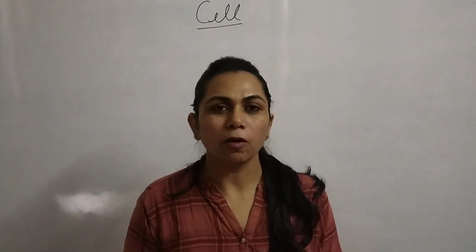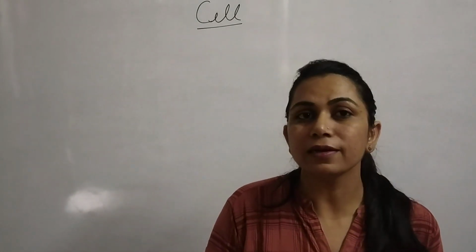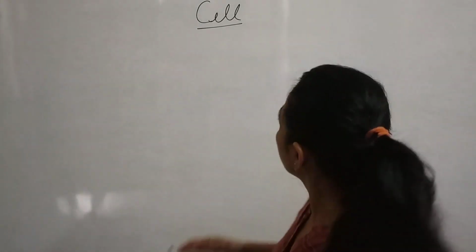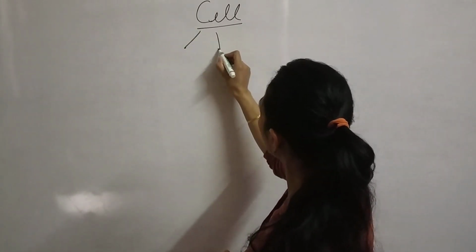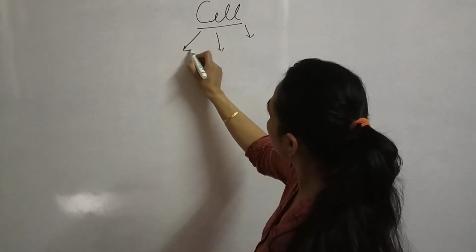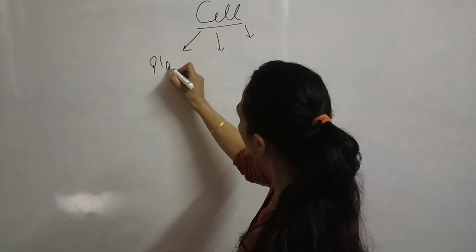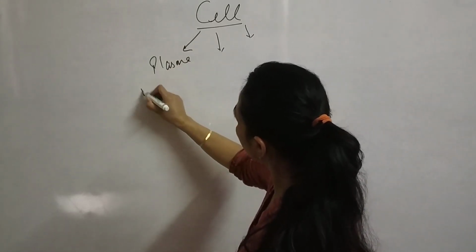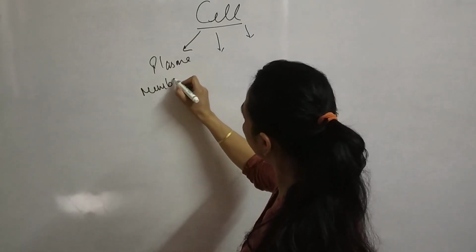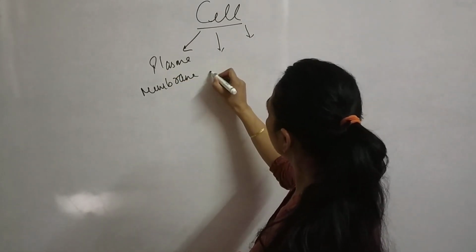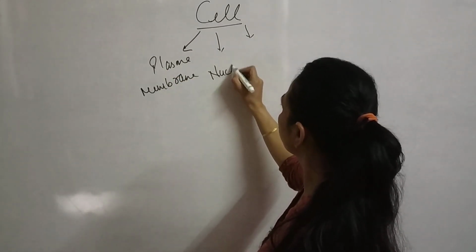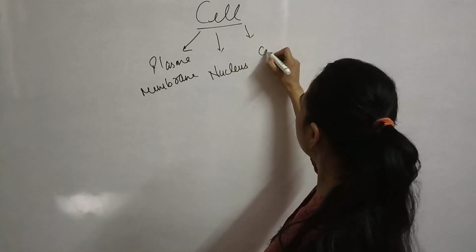Good morning friends. In today's topic we will discuss the cell, what are the different components of a cell, and what are the two basic types of cell. So a cell has three basic components: plasma membrane, nucleus and cytoplasm.